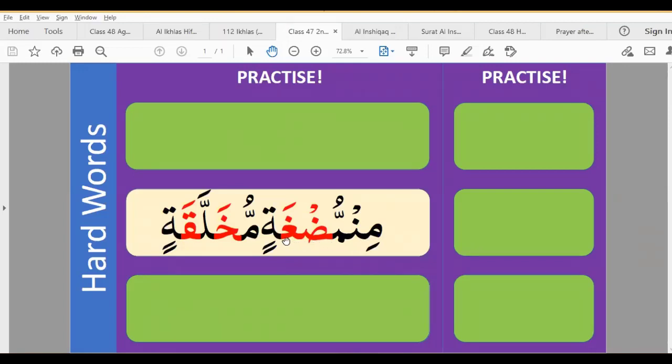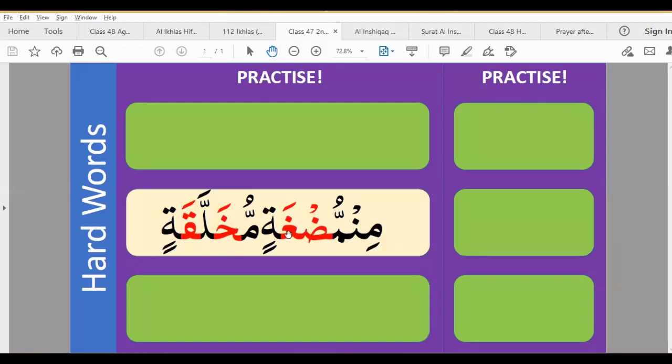Okay, so right now I'm just hearing you say a bit like a kha sound, okay? Remember, don't confuse that ghain and the kha sound, okay? There's different sounds. One more time. Mim mudgha. Good, well done. Tim mukhallaqatin. Ten. Mukhallaqatin. Excellent, well done. So let's try all together now.